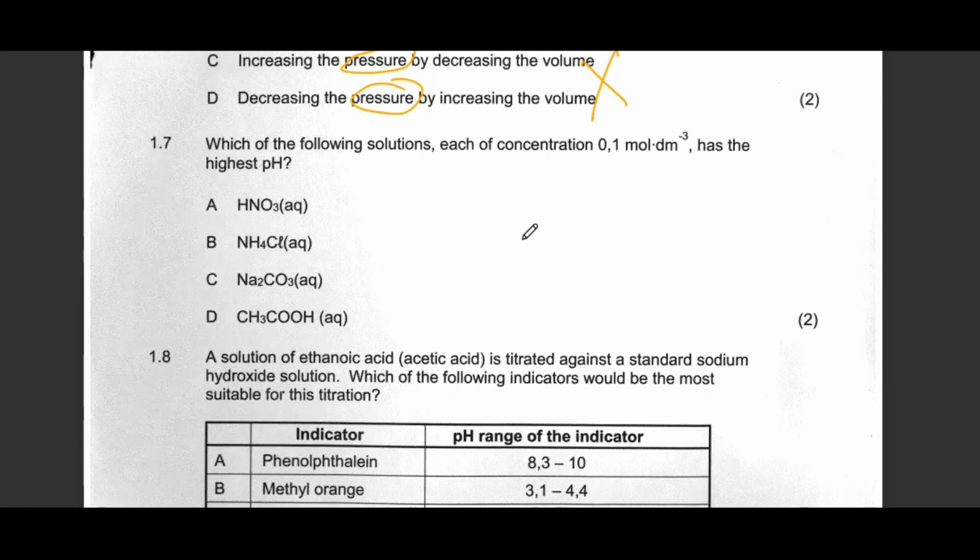1.7, they're saying which one of the following solutions of concentration 0.1 has the highest pH. Now, when you look at the highest pH, the higher it is, the more alkaline it's going to be, and the lower it is, the more acidic it's going to be. So all compounds which are more acidic, the strong acids, are wiped out if the weak acids are there.